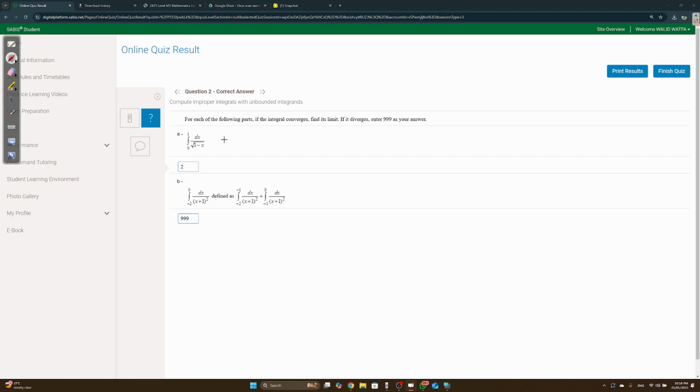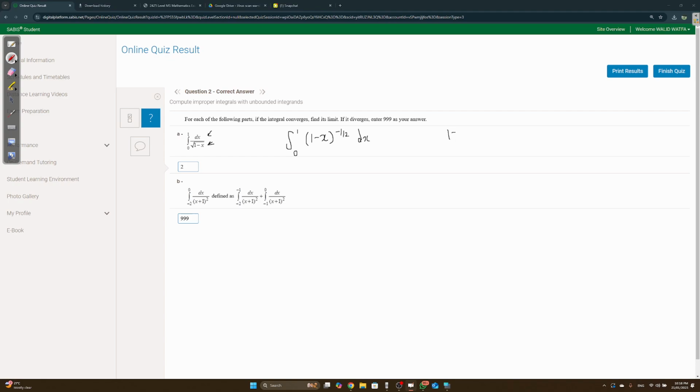Again, same thing. dx over root 1 minus x. I'm going to continue doing it, a bit faster though. Okay, so from 0 to 1, you're going to integrate normally. So you take root 1 minus x, and it becomes 1 minus x to the power of negative half, right?